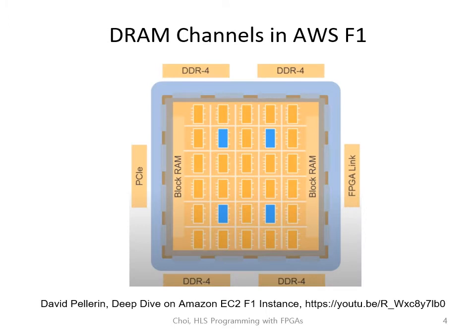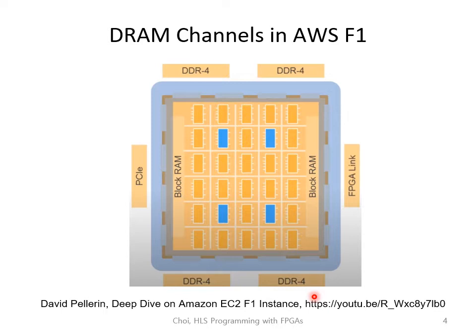Let's first look at the inputs and outputs of AWS F1. AWS F1 is connected to the host CPU through the PCI interface, and F1 also has some ports that allow you to connect to other FPGAs. The rest of the pins are mostly used for the external DRAM interface. There are 4 DRAM channels, and all 4 channels can be accessed independently.